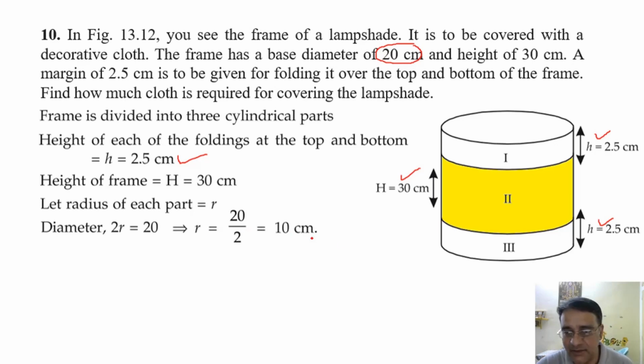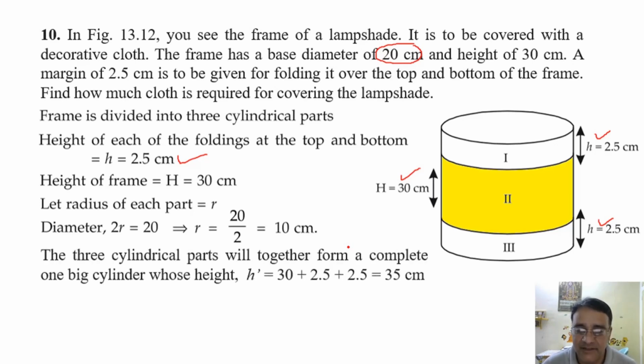Now just now I told that if we take all together it will form a big cylinder. The 3 cylindrical parts will together form a complete one big cylinder whose height h dash is equal to 30 plus 2.5 plus 2.5, which is equal to 35. Any doubt here? No, sir.